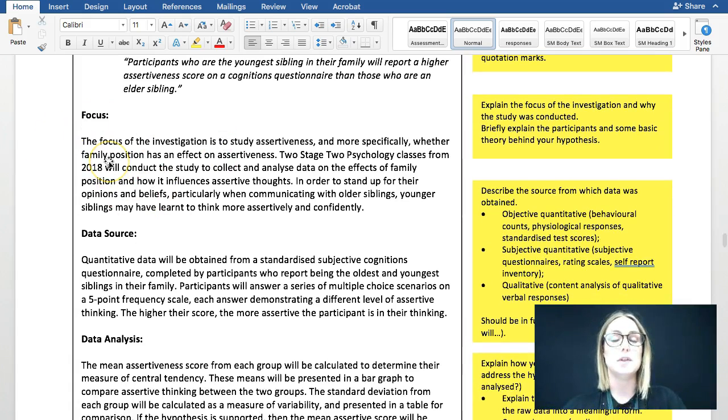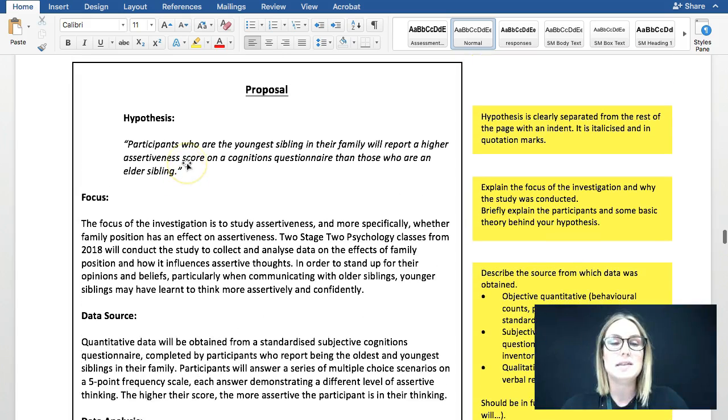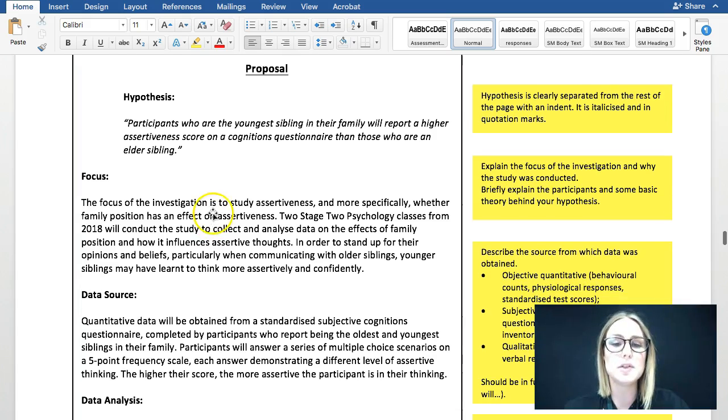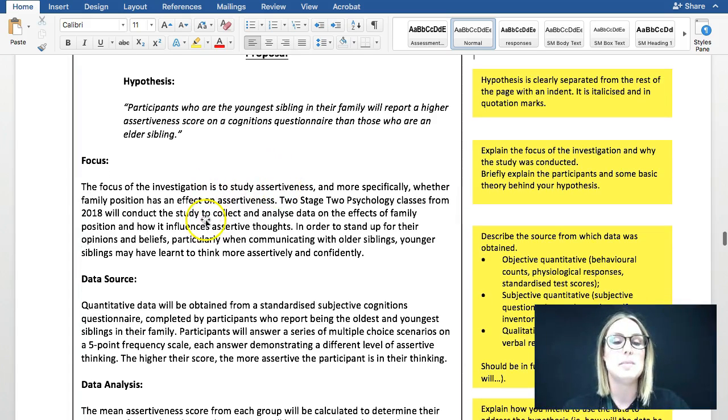Now, this section here, the focus, this is about looking from the outside in, what was the whole point of the investigation? So generally speaking, we're looking at assertiveness, which is why it's called assertiveness. But my study specifically here, I'm looking at family position. So I looked at the personal detail sheet and decided that I wanted to investigate whether being the oldest or youngest child makes you more or less assertive. So that's what I've got here. So we're talking about assertiveness, but more specifically, I'm investigating family position and whether that has an effect on assertiveness.